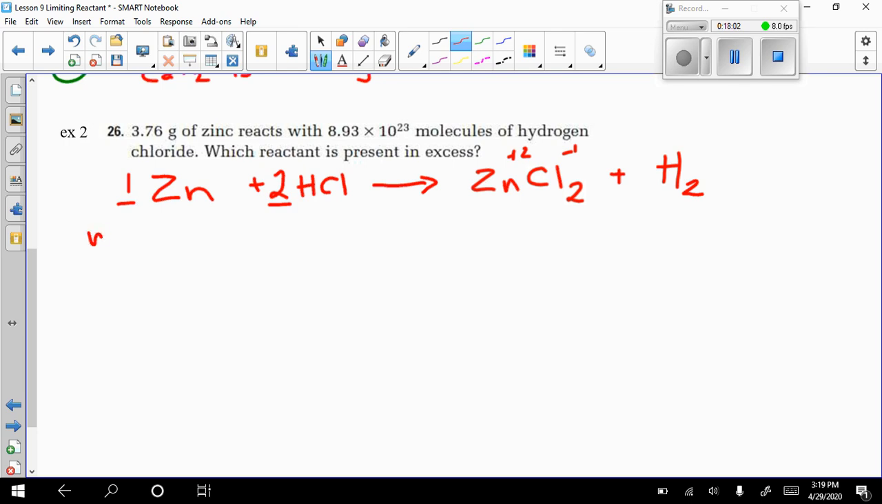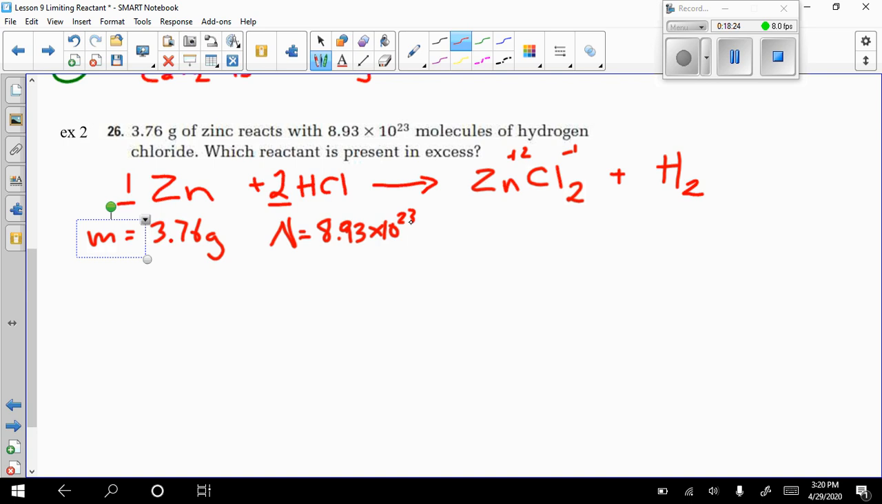Now I've been told that I've got a mass of 3.76 grams here, and I'm being told I've got a capital N, or the number of molecules, of 8.93 times 10 to the 23 molecules of the HCl.